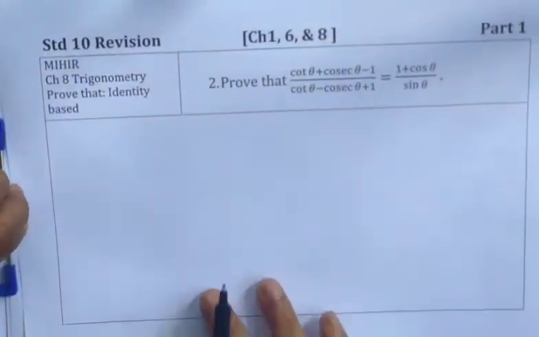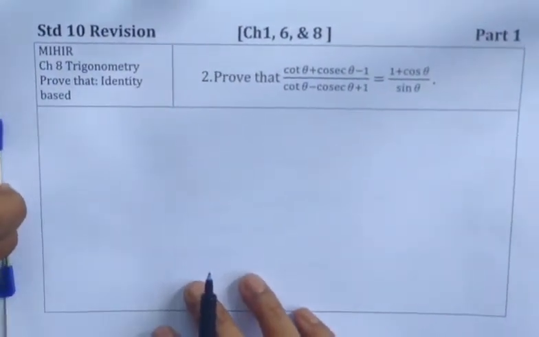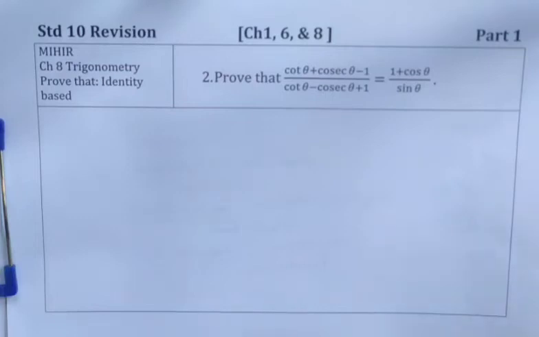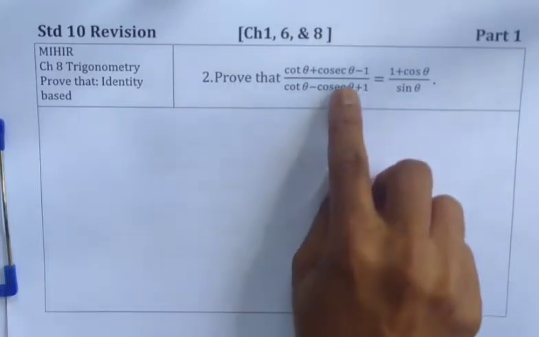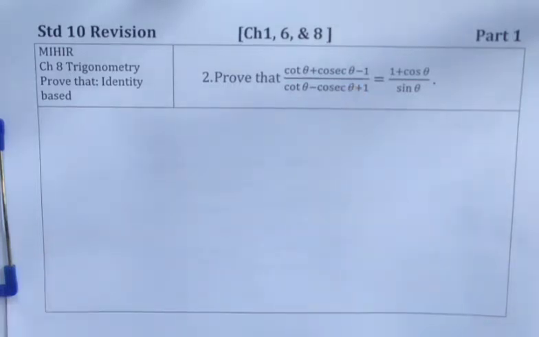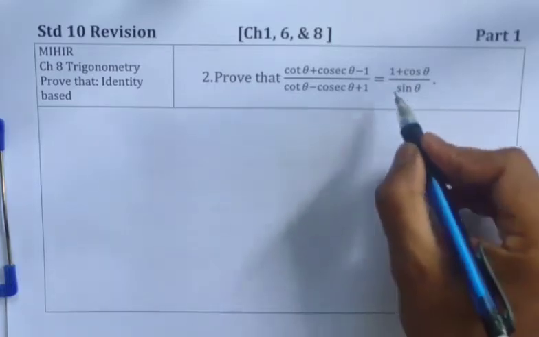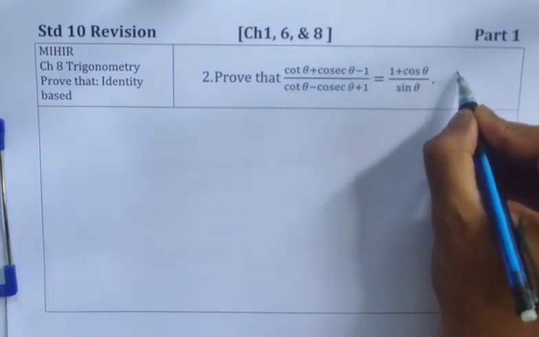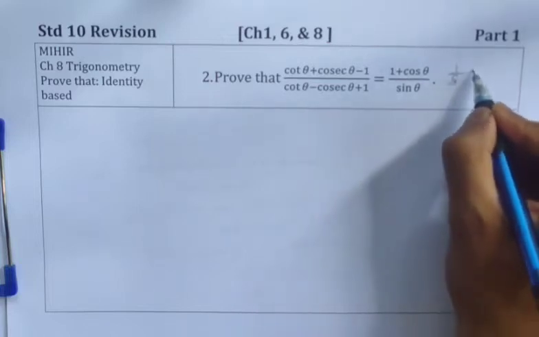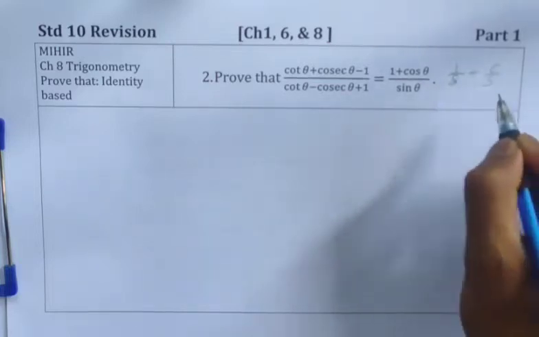Mihir, another one, it is similar type, I'm just going to discuss. I'm not going to write even a single word. All right? Okay? Dekh lo, children. Similar sum. Bahut jyada difference nahi hai. Wahan tan aur sec tha. Yahan cot aur cosec hai. Lekin isko jara soch le. 1 upon sin. I don't know if you can see it. 1 upon sin plus cos upon sin.